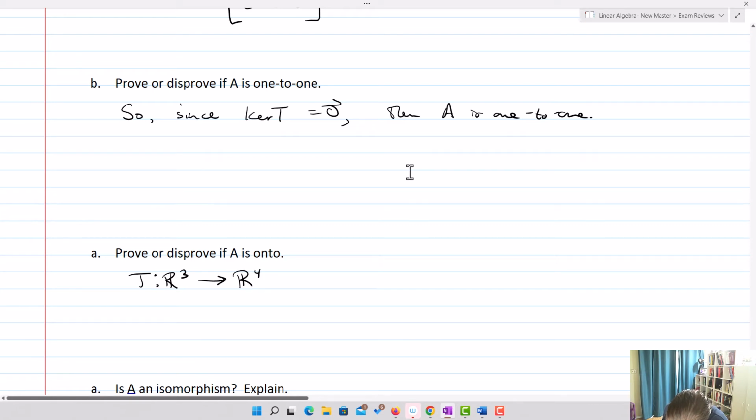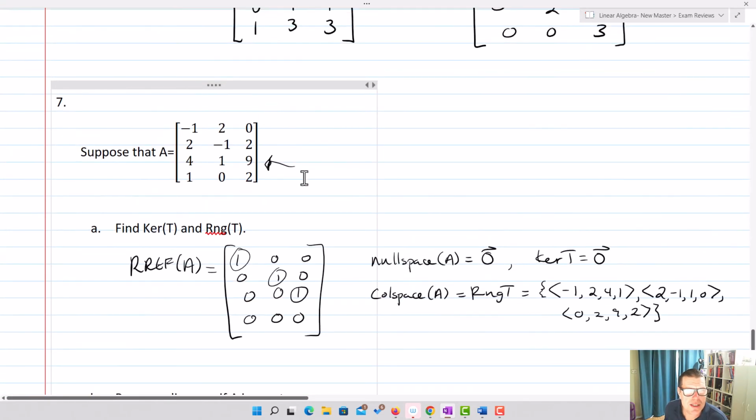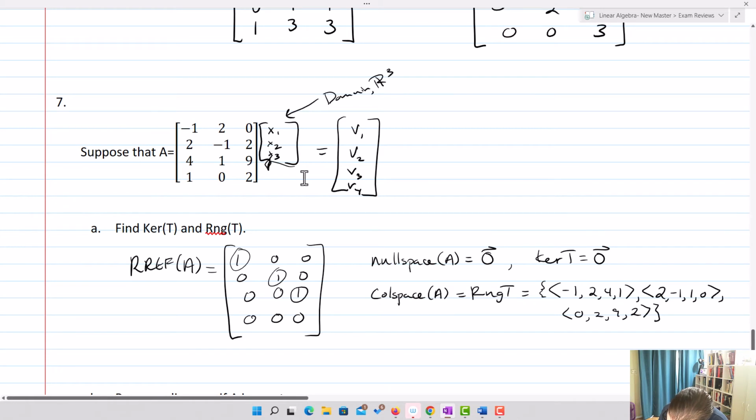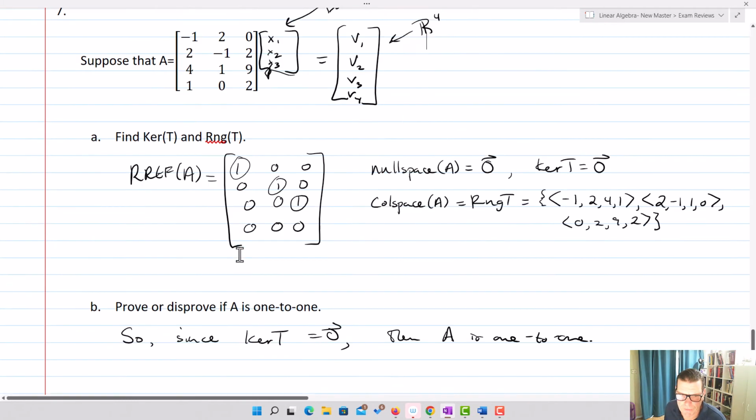And before I go anywhere, let's actually just explain that. The reason why is because your input vectors are going to be in R3, x1, x2, x3. And your output vectors are going to be in R4, v1, v2, v3, v4. So your domain is going to end up being R3, and your codomain is going to end up being R4. Okay, so domain's R3, codomain's R4.